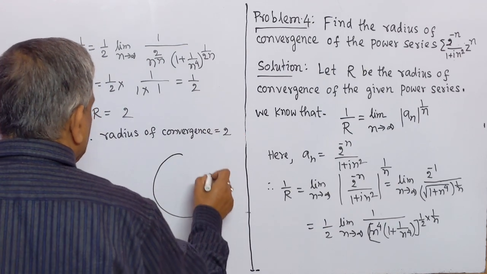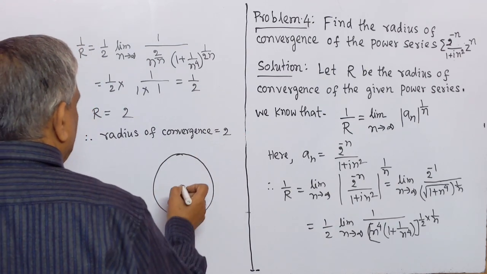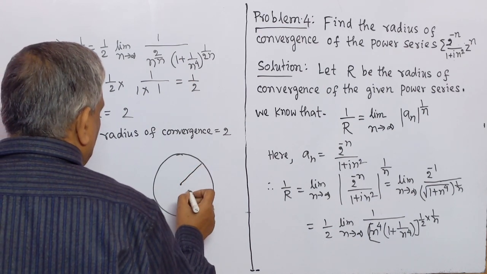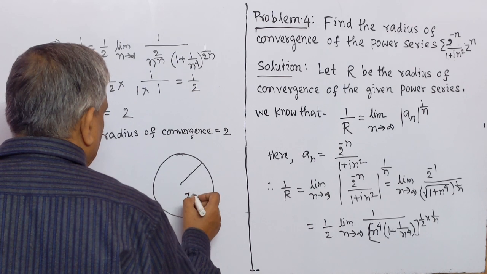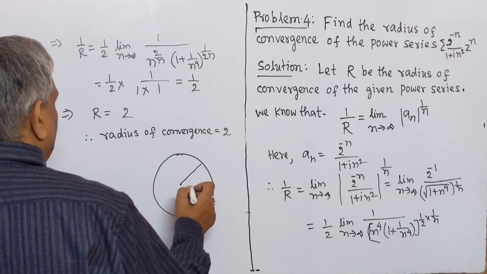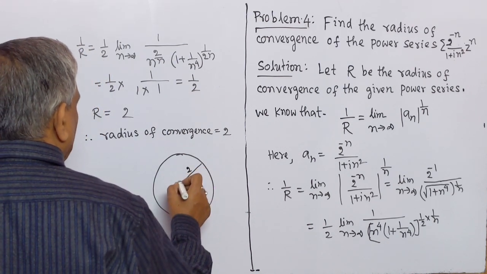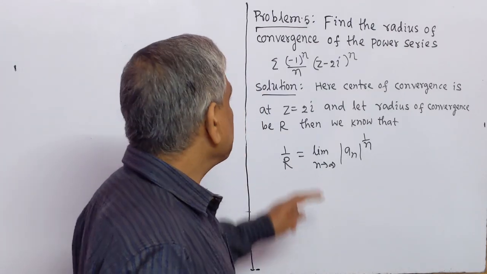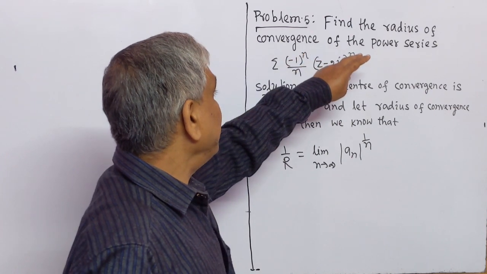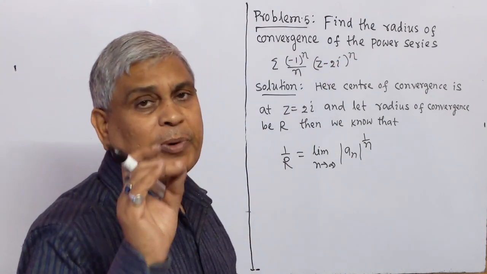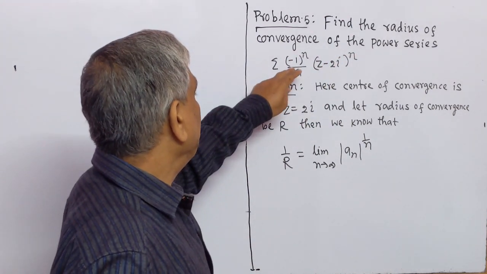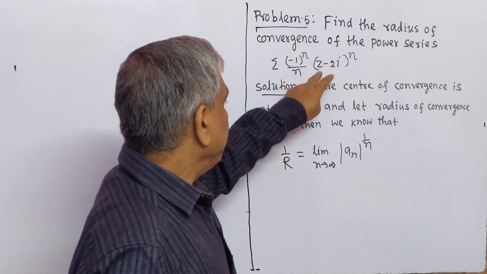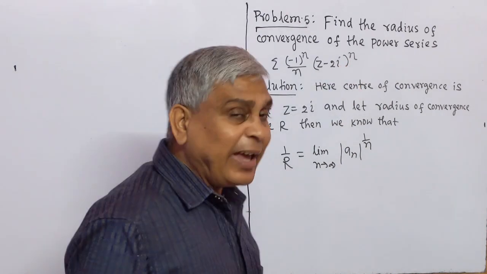Therefore the series is convergent for all those points which lies inside of a circle having radius 2, with center be the origin. Now we solve the next problem. Problem is find the radius of convergence of the power series sigma minus 1 to the power n by n under bracket z minus 2i to the power n.